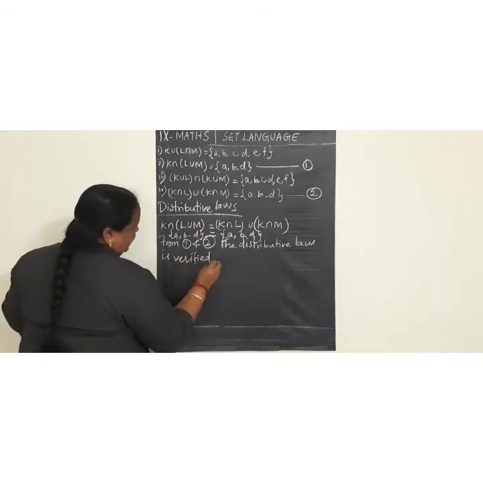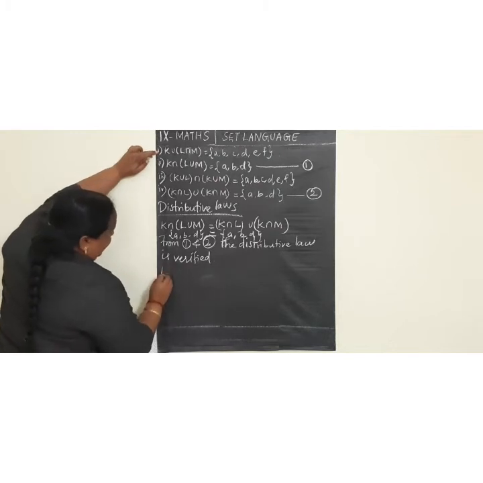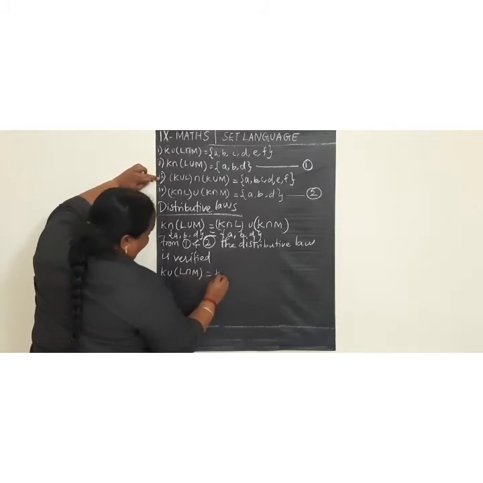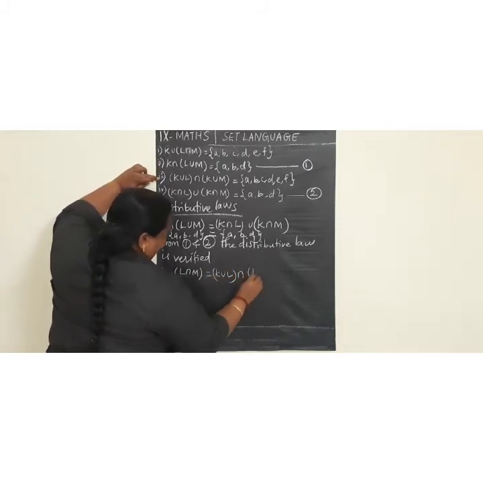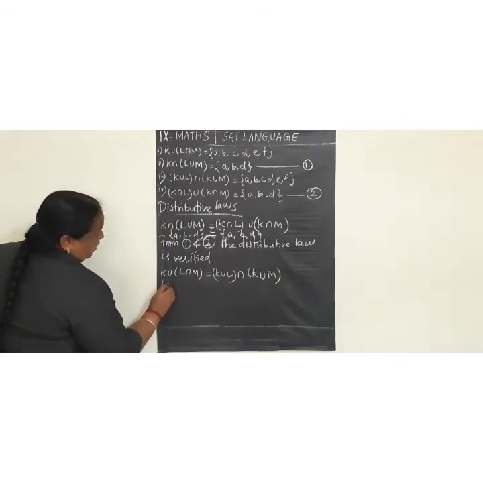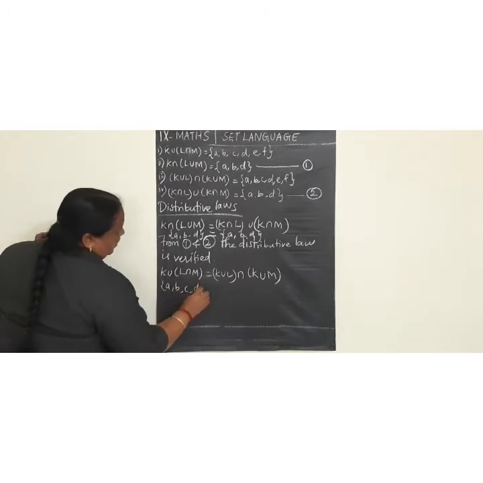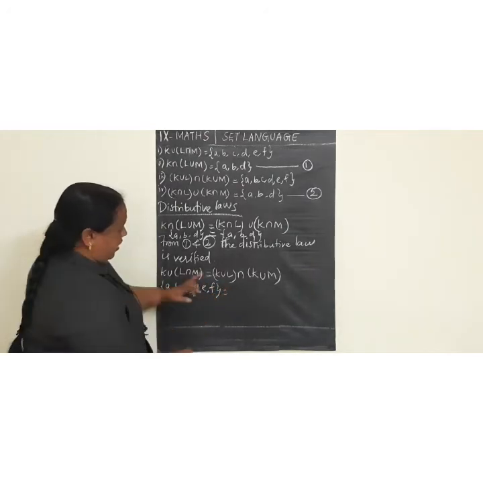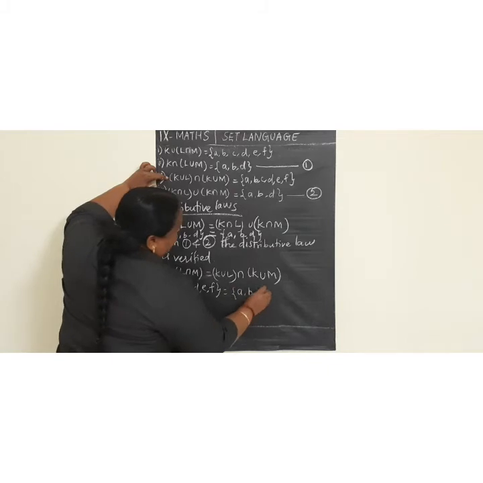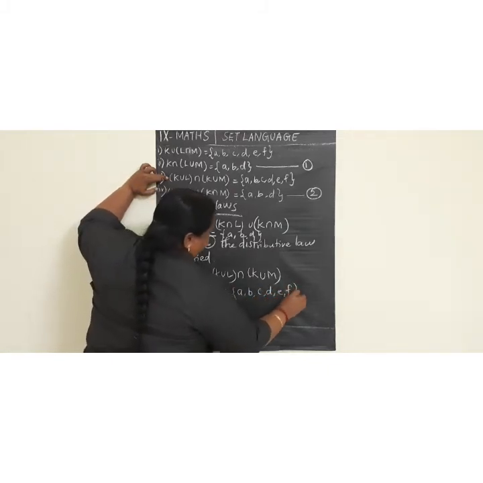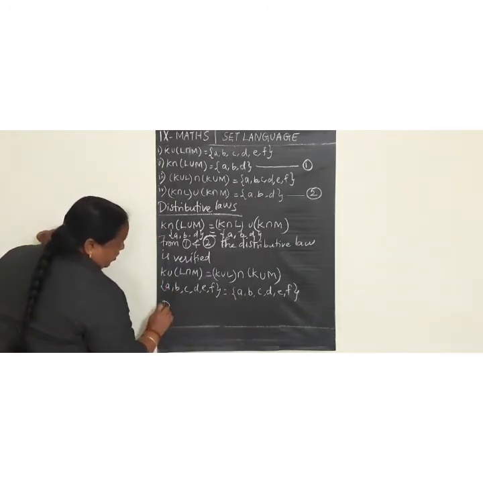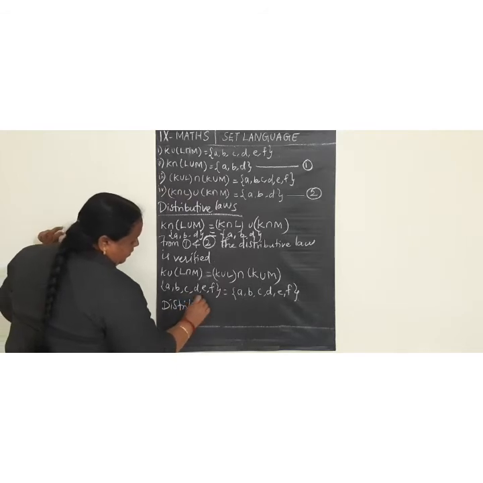Next, the second one: K union L intersection M is equal to K union L intersection K union M. K union L intersection M is equal to the elements A, B, C, D, E, F. K union L intersection K union M is also equal to the elements A, B, C, D, E, F. So on both sides we have the same elements. So here also the distributive law is verified.